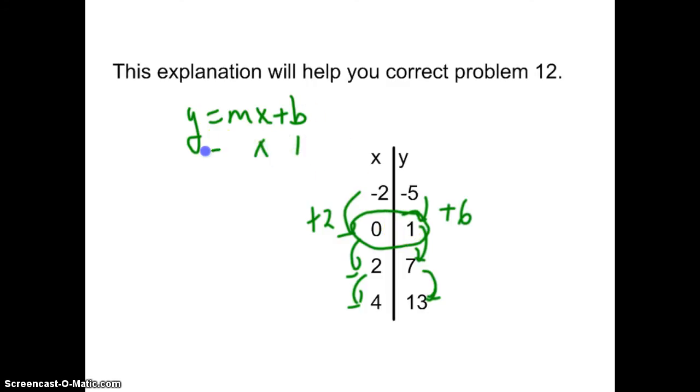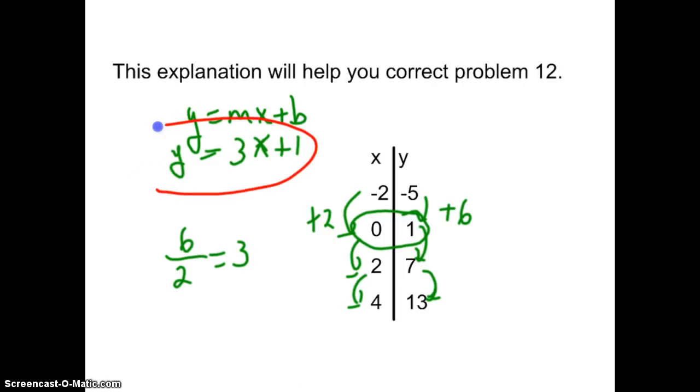x stays the same, y stays the same, the plus sign stays the same. Now we have to figure out what m is. So we're going to take, if you recall from the very beginning with the 2 points, the change in y, which is 6, over the change in x, which is 2. That is simplified to 3. So here, the slope-intercept equation for this line, or for this set of data, is y equals 3x plus 1.